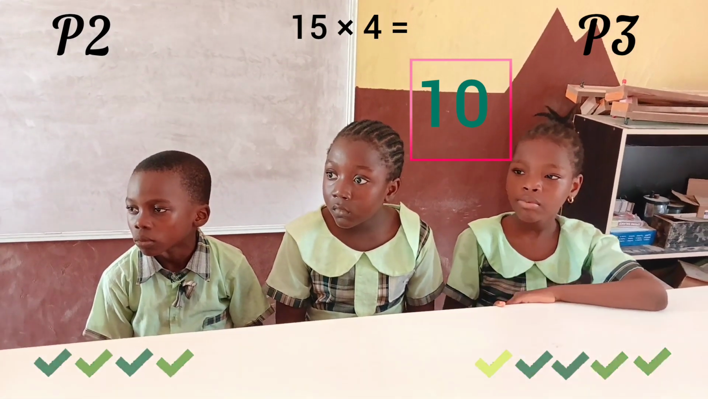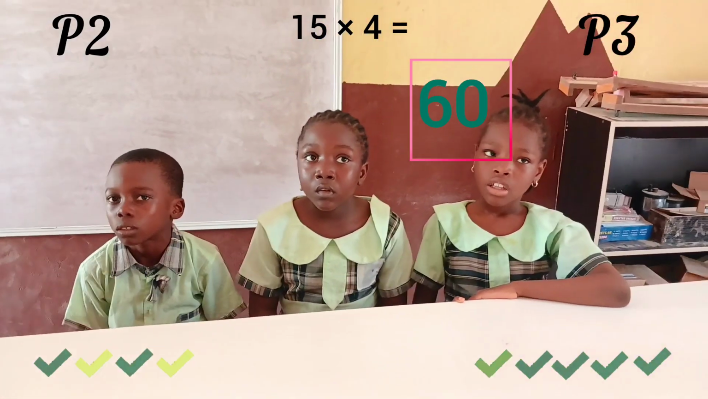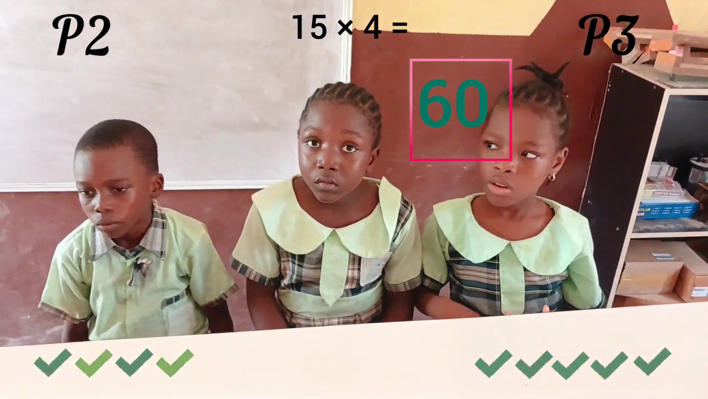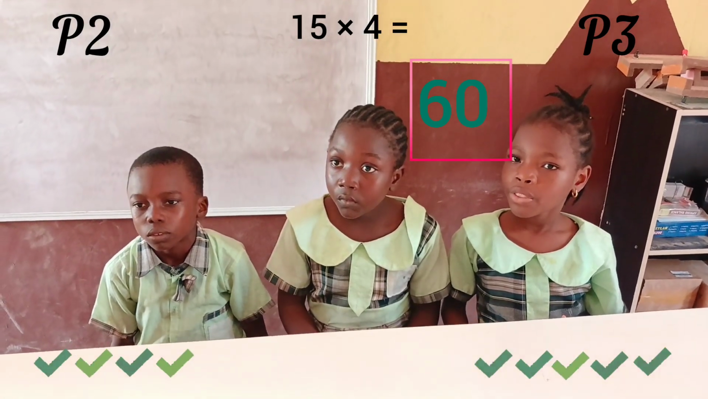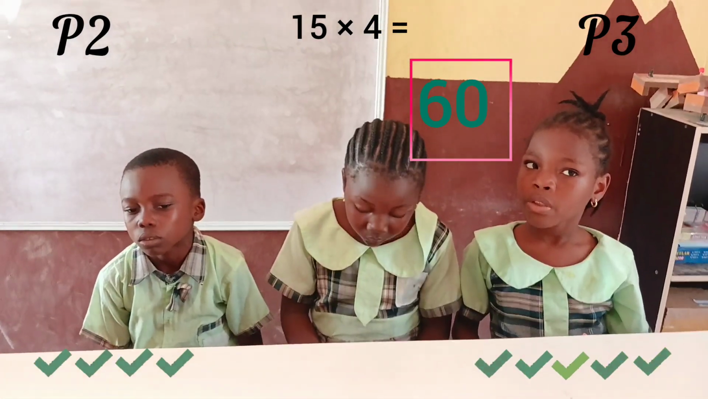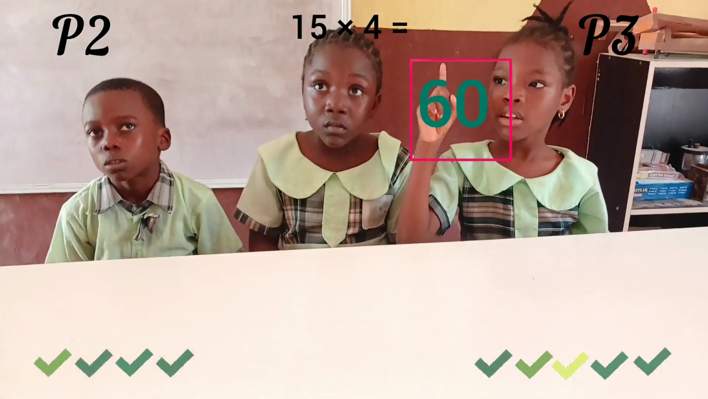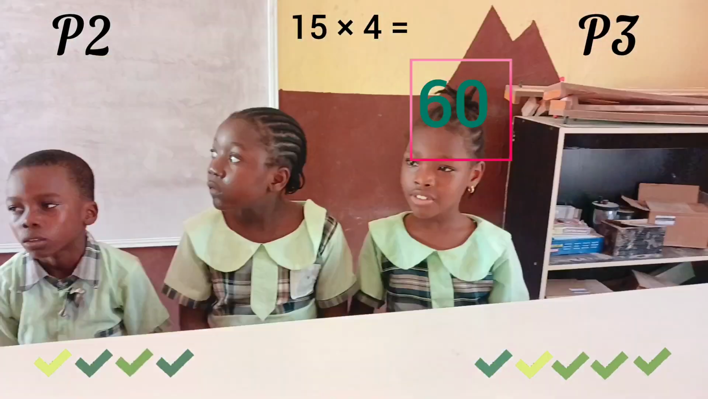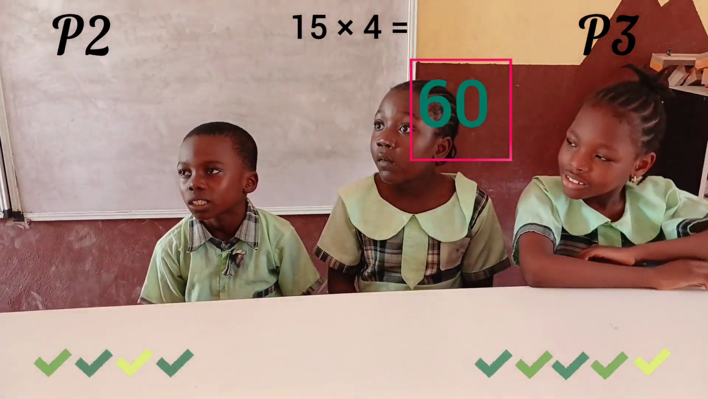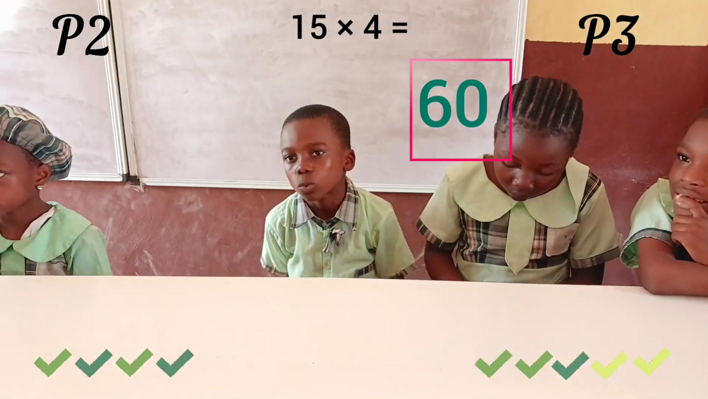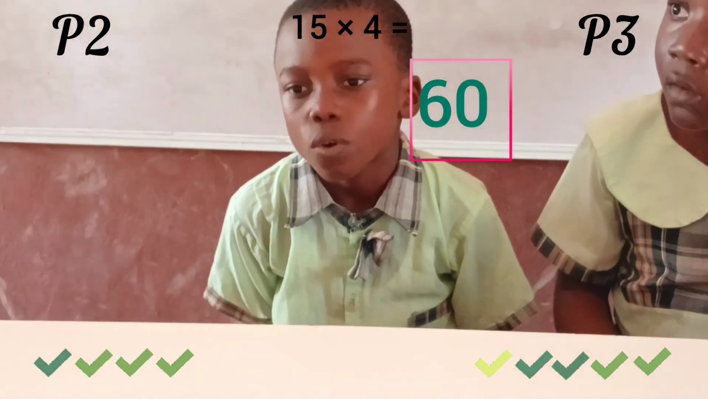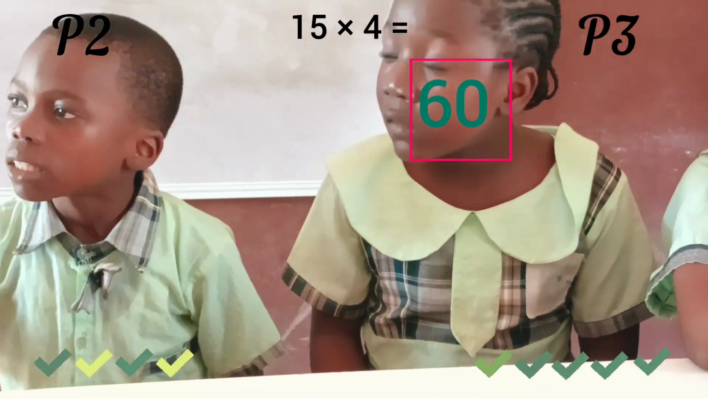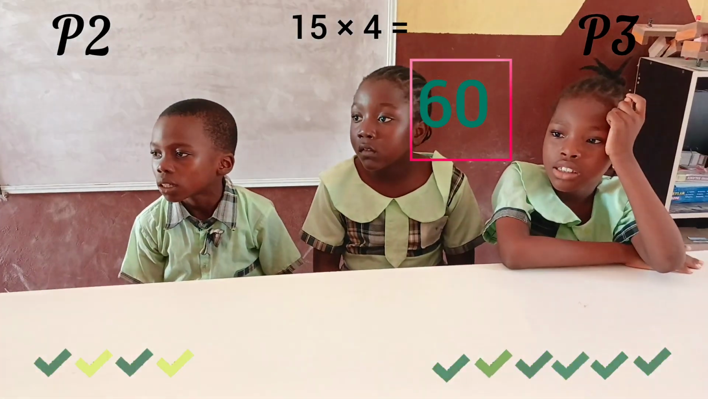15 times 4 is what? 15 times 4. Yes, 60 is correct. You are speaking here, 60.